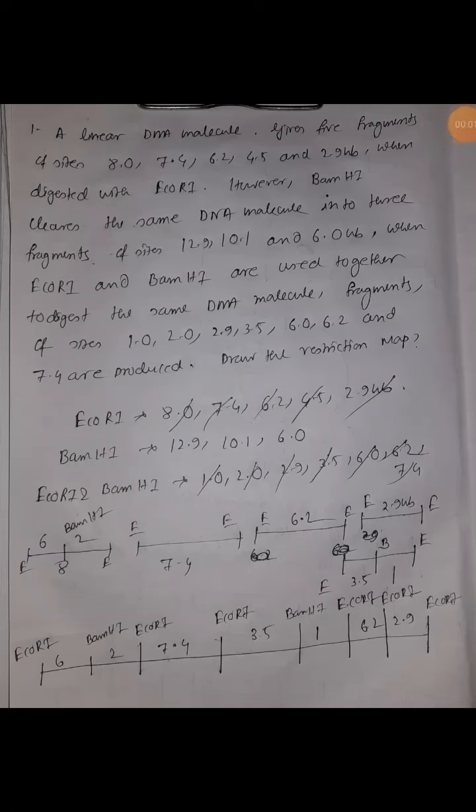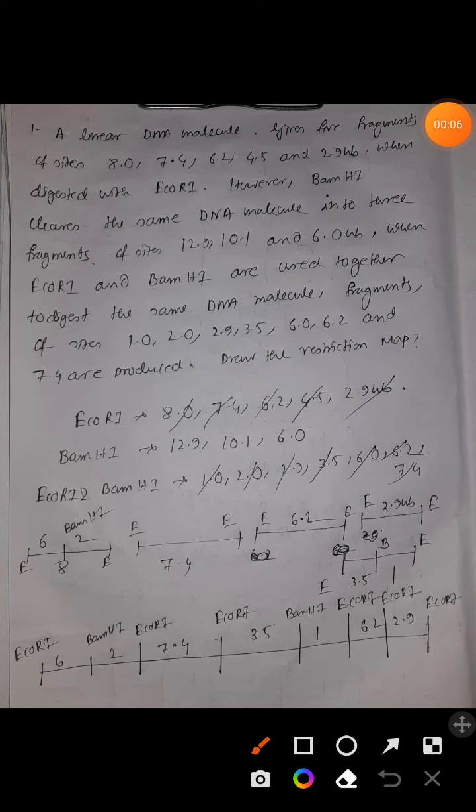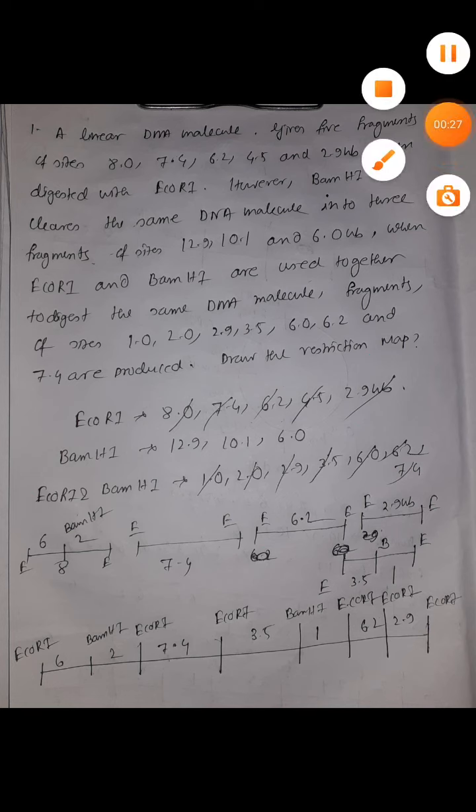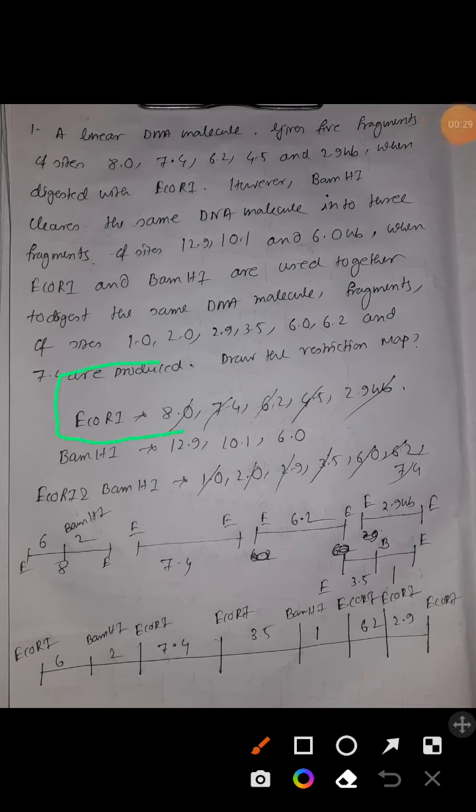Question. According to the question, EcoR1 has generated 5 fragments: 1, 2, 3, 4, 5. And BamH1 also generated 3 fragments, and on double digestion it gives us 1, 2, 3, 4, 5, 6, 7 fragments. Okay, so what I have told you is that first consider the restriction digestion that gives you more fragments than the other.